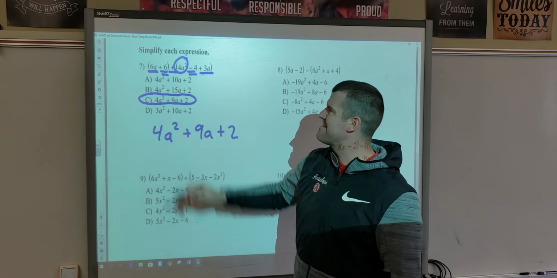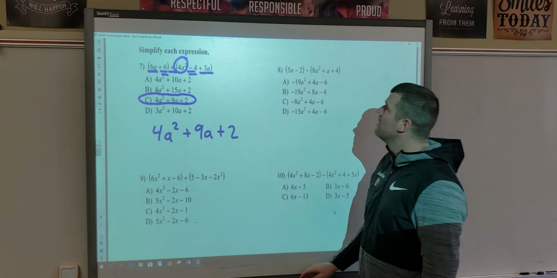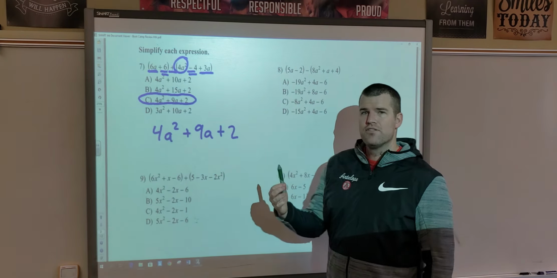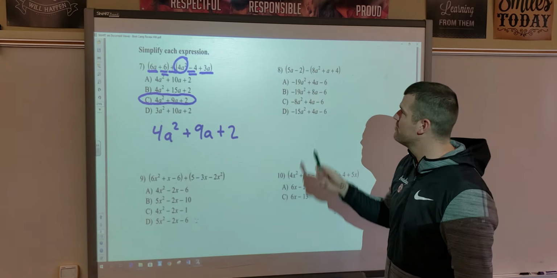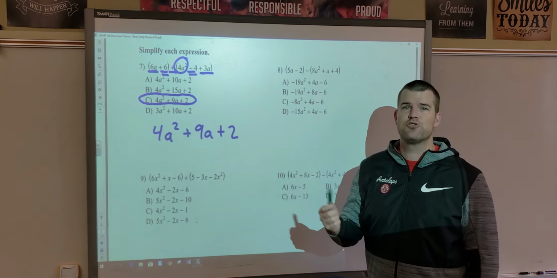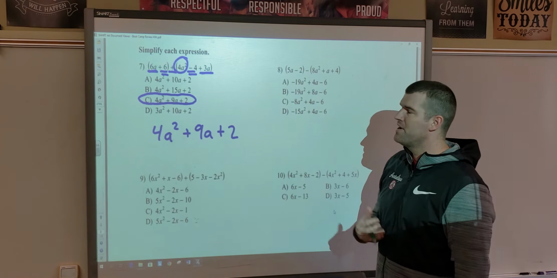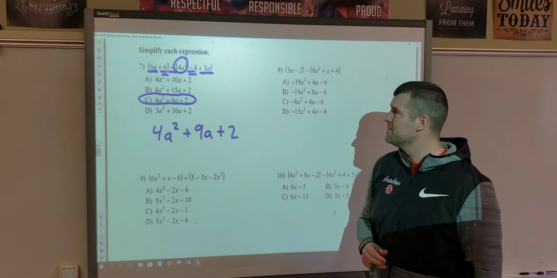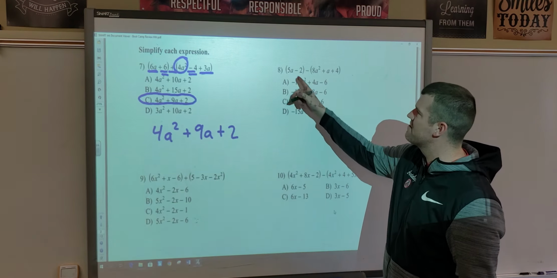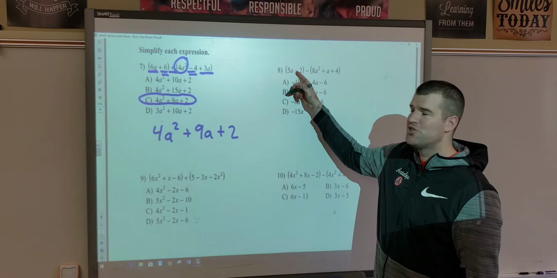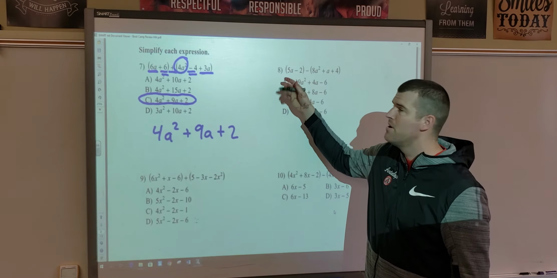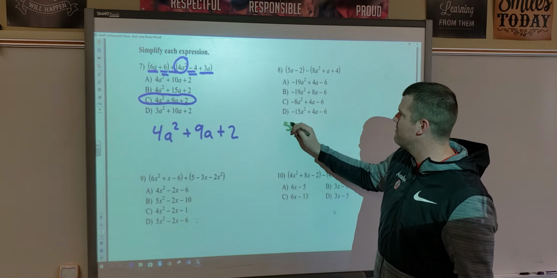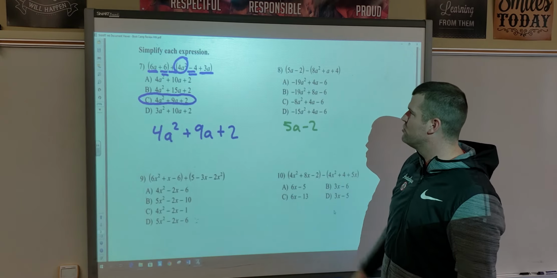7 is C. 8 is where usually a few more problems with subtraction, because some of us forget to distribute that negative. Depending on your teacher, we may teach it slightly different. But essentially what I do is this first polynomial isn't going to change. That's what we're subtracting from. So I'm going to write down the 5a minus 2.